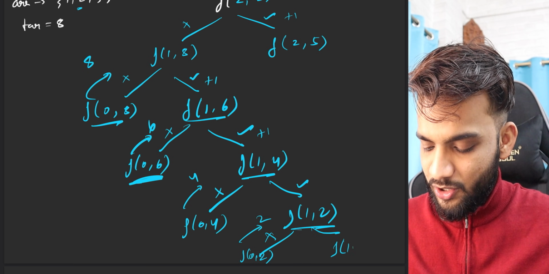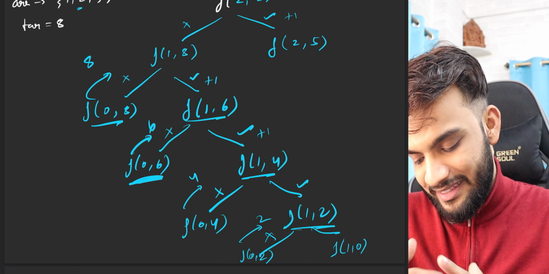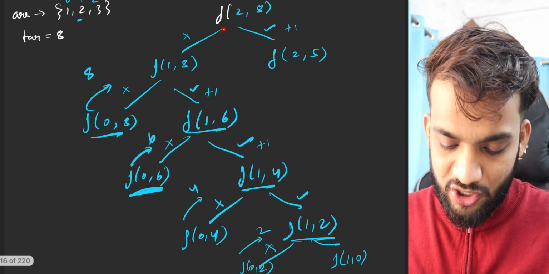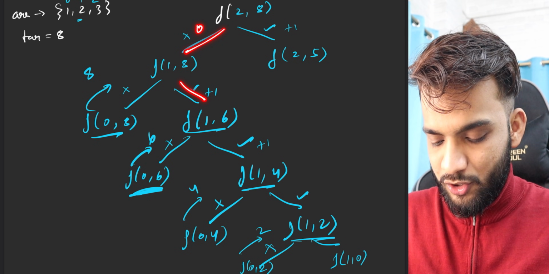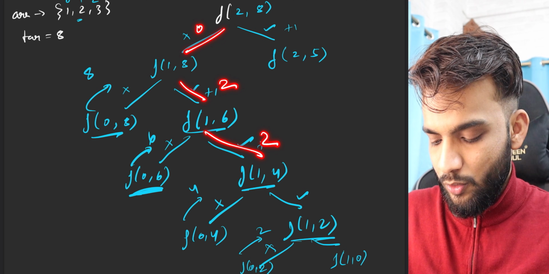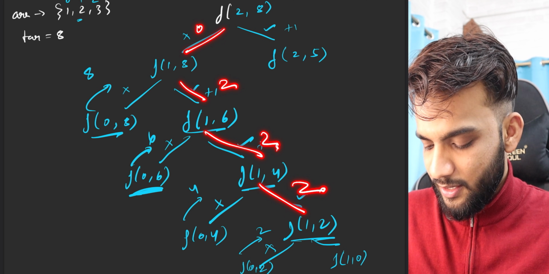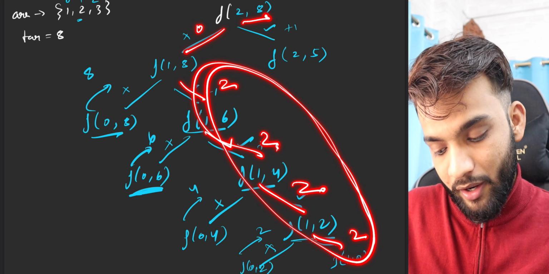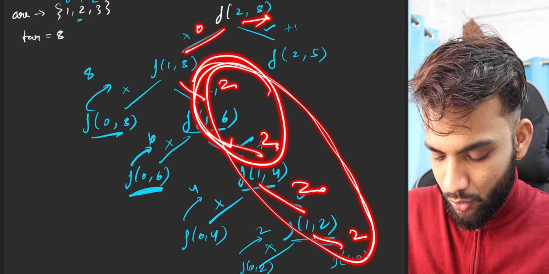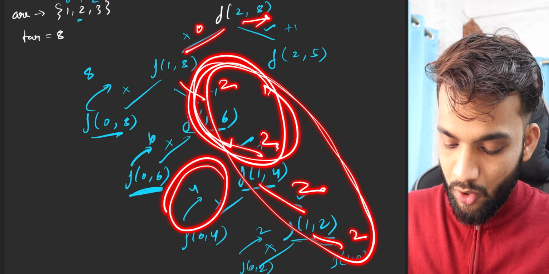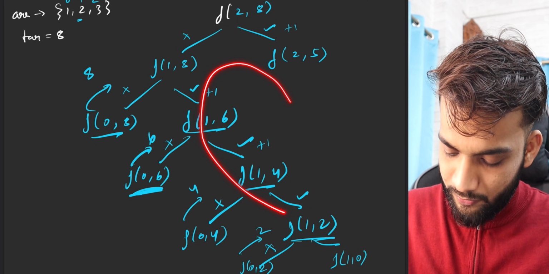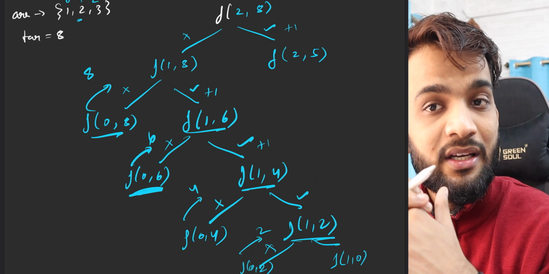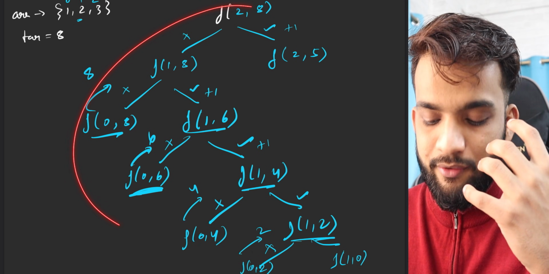And f of 1, 0. Again, you can go across. And this is how it tends to work. Like, this is 0 denominations, 1 denomination of 2, another denomination of 2, another denomination of 2. 4 denominations of 2 also make 8. Or 2 denominations of 2, 4 denominations of 1, or 3 denominations of 2. Every angle is being seen on this particular recursion tree.